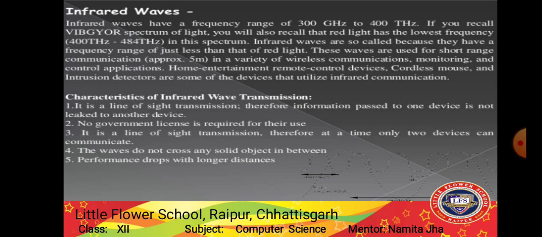The characteristics of infrared waves transmission. It is a line of sight transmission. Therefore, information passed to one device is not leaked to another device. No government license is required for their use. It is a line of sight transmission, therefore, at a time only two devices can communicate. The waves do not cross any solid object in between. Performance drops with longer distances.